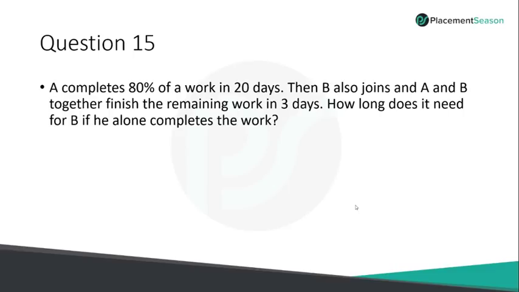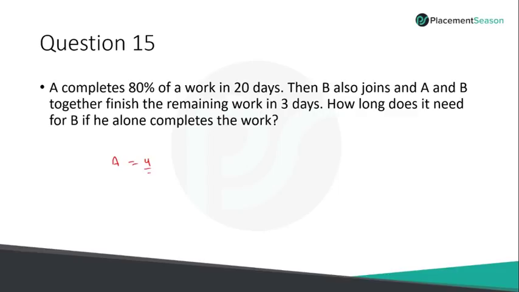Again, one more time and work problem. A completes 80% of a work in 20 days. Then B also joins, and A and B together can finish the remaining work in 3 days. How long does it need for B if A alone completes the work? Correct. See, the first point is given: A finishes 80%, which means 4/5 of the work, in 20 days. So the total work can be finished by A in 25 days.